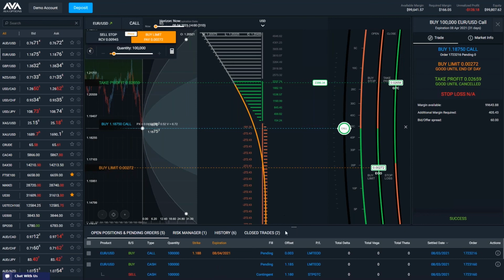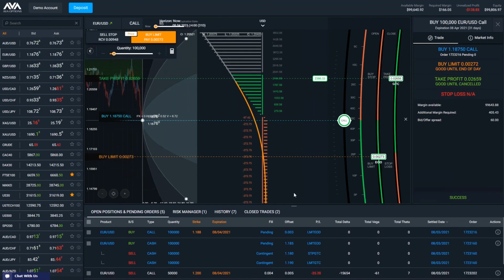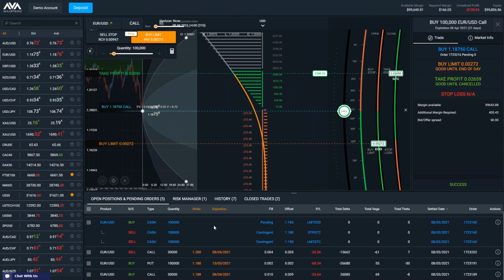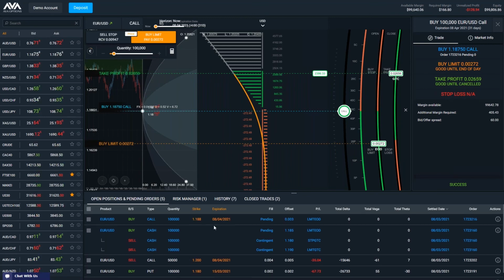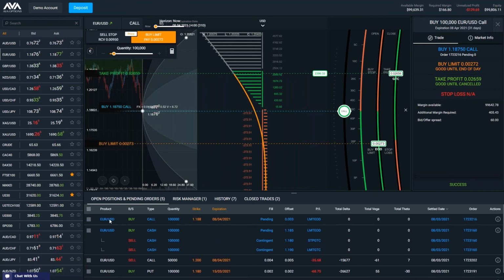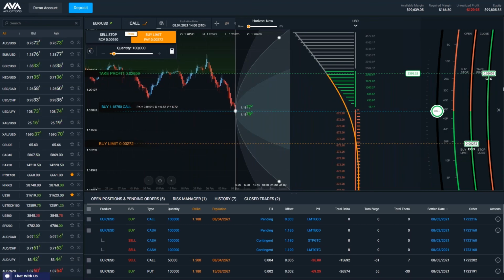And you'll see this right there in the bottom. There's the order in blue. I'm buying a call at 118.75. Unfortunately, you don't see it yet, but in a moment the limit orders are going to show as well. They just didn't show up right away. So that's how limit orders on options work.